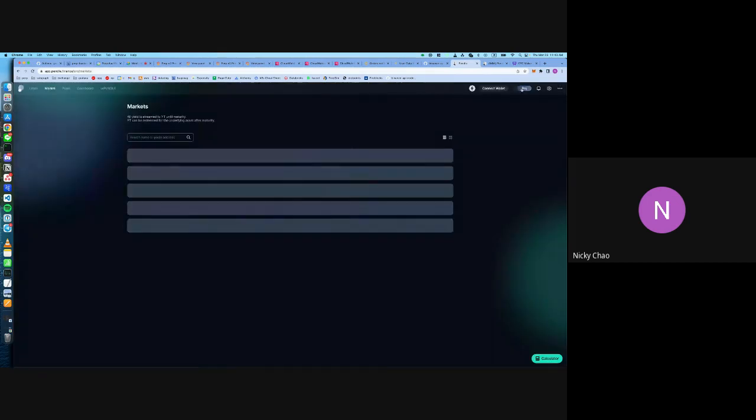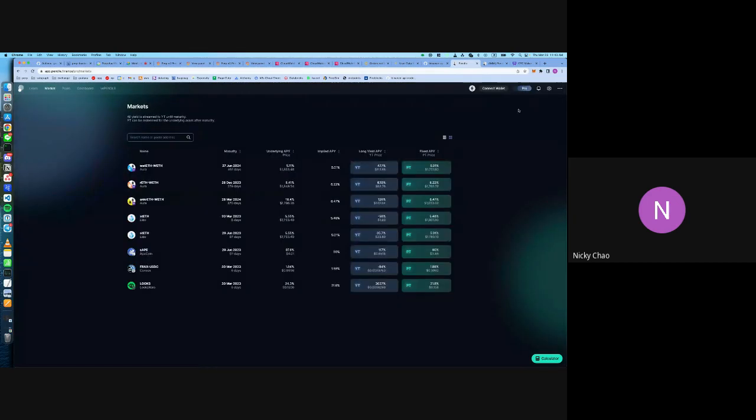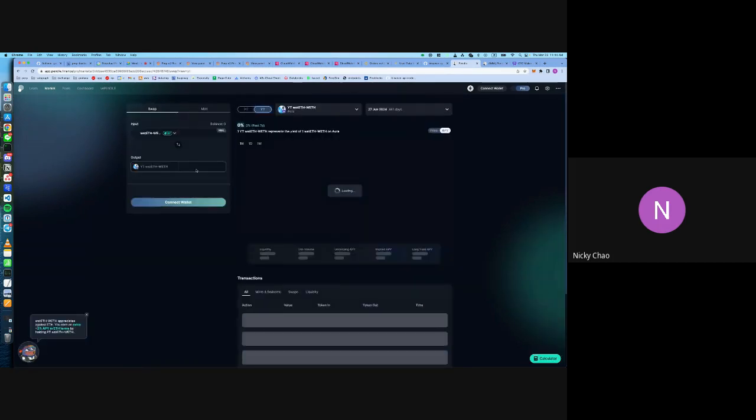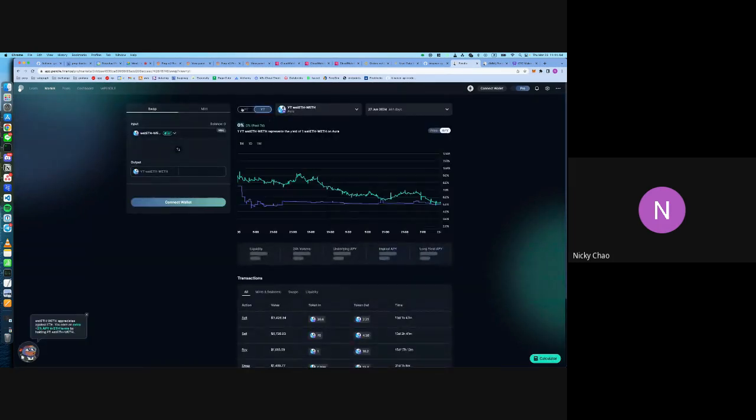But if you click here and open the Pro UI, you can actually see that under the hood, it's all PT and YT trading. So you can just trade on the PT token and YT token.